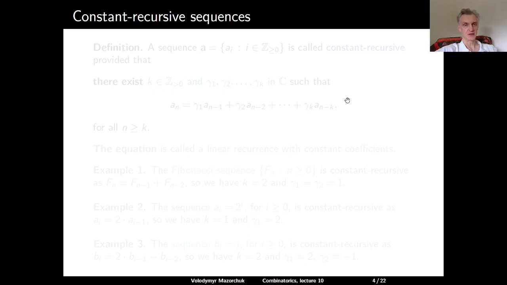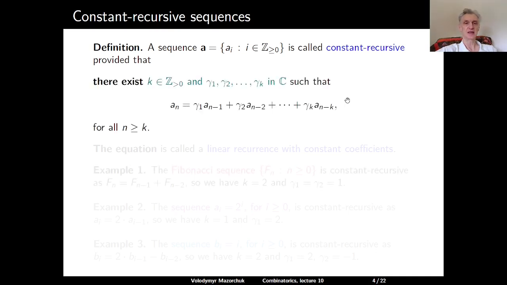Of special interest for combinatorics are the so-called constant recursive sequences. Definition: a sequence A is called constant recursive provided that there exists a positive integer k and complex numbers gamma 1, gamma 2, and so on up to gamma k, such that the term a_n in the sequence equals gamma 1 times a_(n-1) plus gamma 2 times a_(n-2) plus and so on plus gamma k times a_(n-k) for all n that are greater than or equal to k. And this equation is called the linear recurrence with constant coefficients.